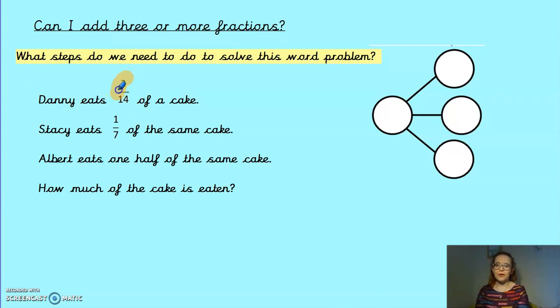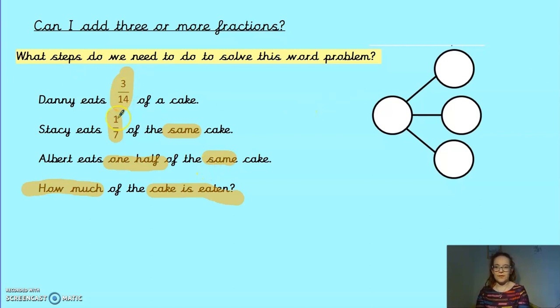Danny eats 3/14 of a cake. Stacey eats 1/7 of the same cake, and that's important because it's the same cake. Albert eats 1/2 of the same cake. How much of the cake is eaten? Now it's the same cake, so there's one cake that we're talking about here. That's why it's really important to highlight that word same, so we don't get confused and think they've all got their own cake. What do you notice immediately about our denominators?